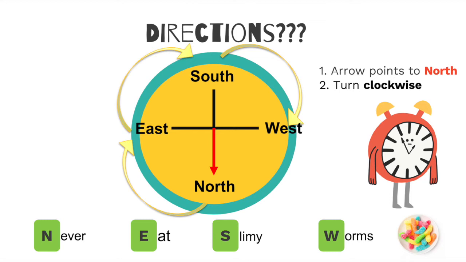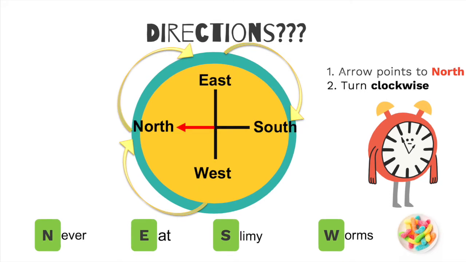Remember two main points. First, the arrow always points to the north. We find the north first. And then we find the remaining directions by turning clockwise, turn like a clock. And how to remember the four directions? Remember, never eat slimy worms. And be careful, every question will have different directions. But if you remember to look at the arrow, the arrow always points to the north. Then turn clockwise and find the other directions, and I'm sure you can get the correct directions.